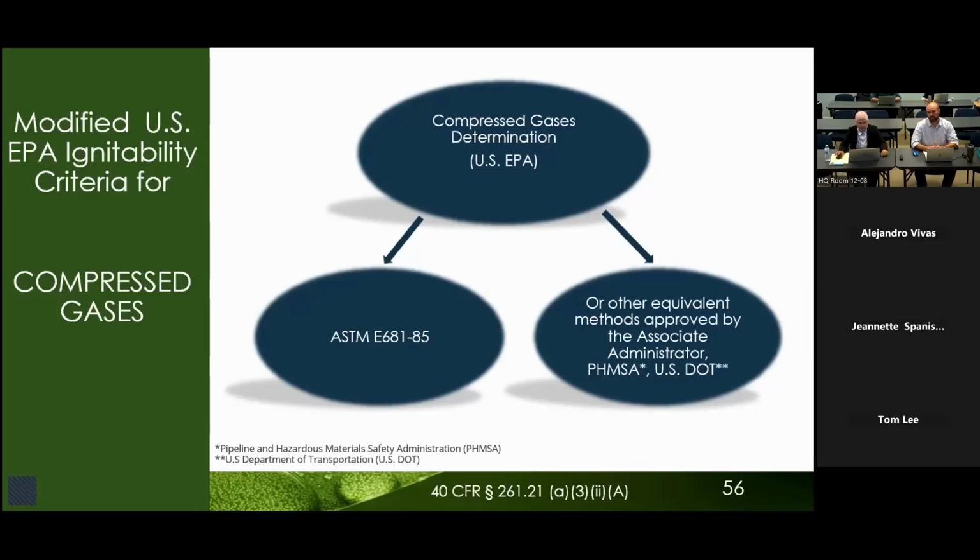Therefore, the US EPA removed the outdated references to BOE methods and adopted the testing standards that USDOT now requires, which are ASTM standard E681-85 or any other equivalent methods approved by PHMSA, which is the abbreviation of the Associate Administrator, Pipeline and Hazardous Material Safety Administration. To remain consistent, DTSC recommends updating the cross-references to the new USDOT approved methods, aligning navigation to the current test methods rather than those that no longer exist.